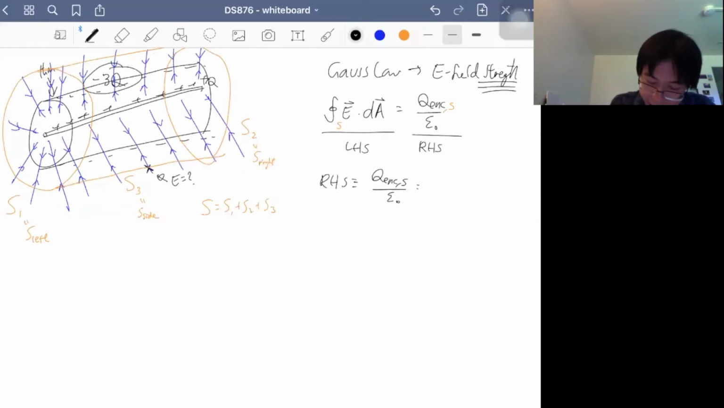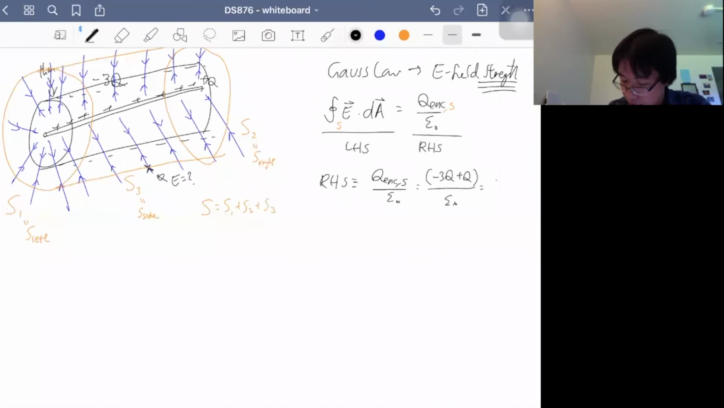Well, there's minus 3Q here, and then enclosed in it, there's also plus Q. So there is minus 3Q plus Q. So all these are enclosed inside S. Okay, so that's done. So we can focus our attention on the left-hand side. It looks scary, but everyone can do this first step, copy it out.